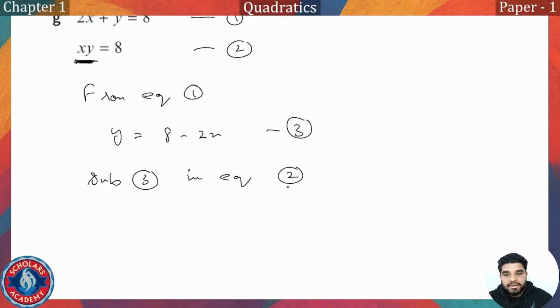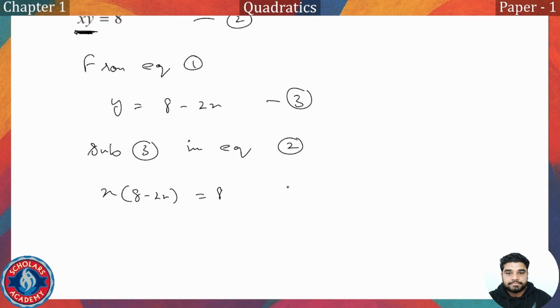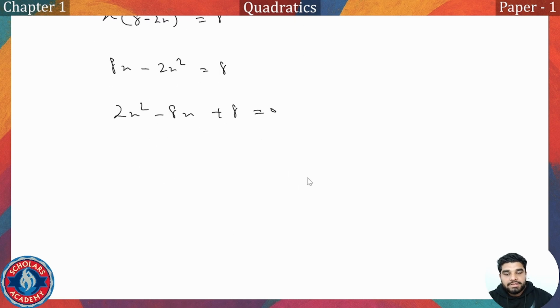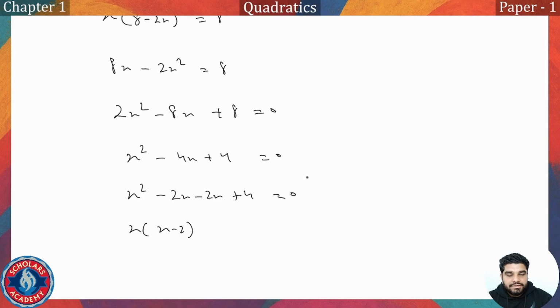If we substitute this, what we get, x times (8 minus 2x) is equal to 8. We get 8x minus 2x square is equal to 8. So if we simplify it a bit, we get 2x square minus 8x plus 8 is equal to 0, and taking 2 common, we get x square minus 4x plus 4 is equal to 0. So we can factorize it: x square minus 2x minus 2x plus 4 is equal to 0. Taking x common, x minus 2 and negative 2 common, x minus 2 is equal to 0.